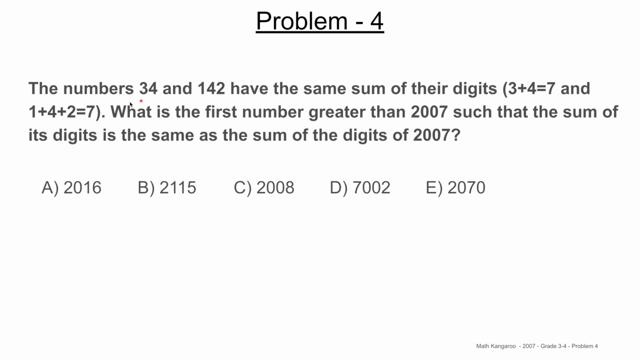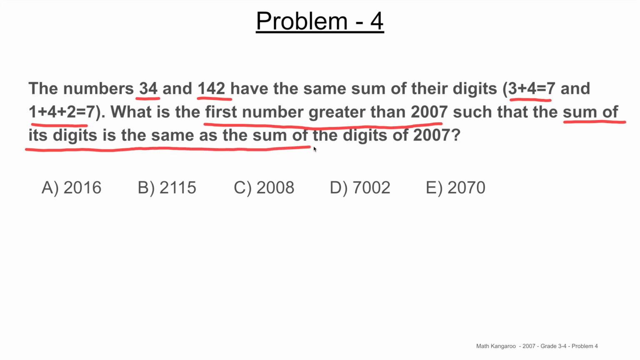Problem 4. The numbers 34 and 142 have the same sum of the digits: 3 plus 4 is 7, and 1 plus 4 plus 2 is 7. What is the first number greater than 2007 such that the sum of its digits is the same as the sum of the digits of 2007? So what is the sum of 2007? The sum of 2007 is 2 plus 0 plus 0 plus 7, which gives us 9.